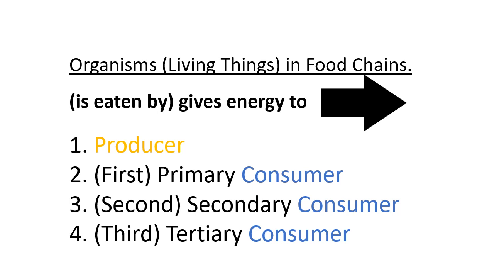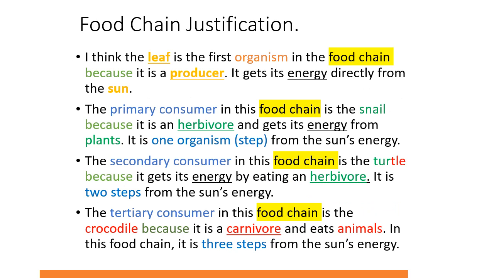So in our food chain, we have first the producer, right? It's energy from the sun. Then we have the primary consumer, which comes next. Secondary consumer after that. And the tertiary consumer comes last. So this just explains and justifies our food chain.